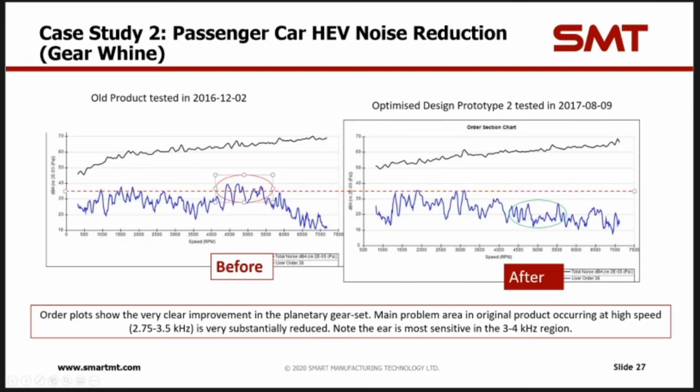And if we look at the order cuts, the noise in this region was the most significant problem, both in terms of how far above the target it was, but also due to the frequency. It was around 2.5 kilohertz, so in this region your ear is very sensitive to the noise. So we focused optimization on this area in particular to get it down as much as possible, and you can see the end result is it's well below the target.